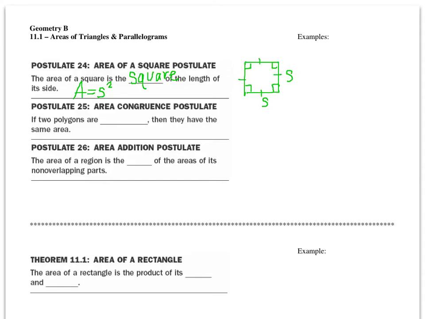Postulate 25, the area congruence postulate. If 2 polygons are congruent, then they have the same area.